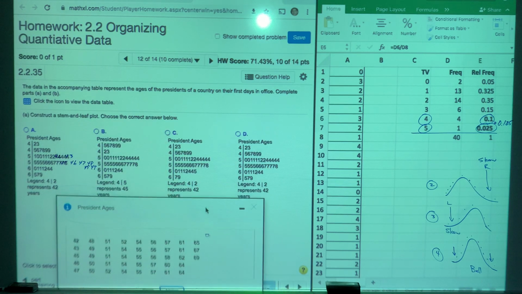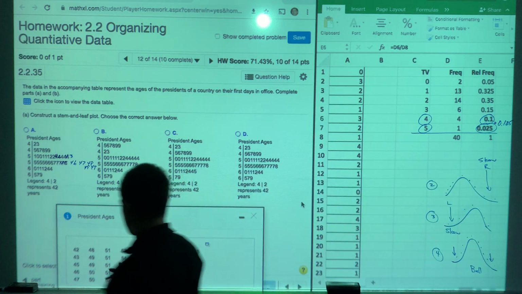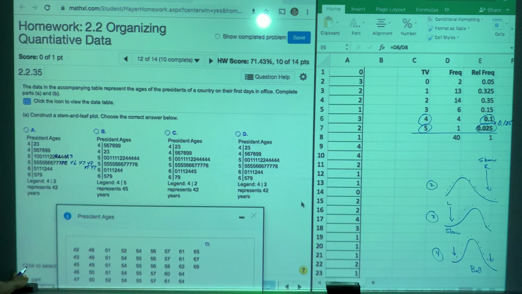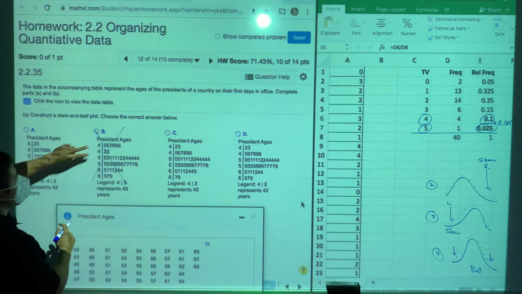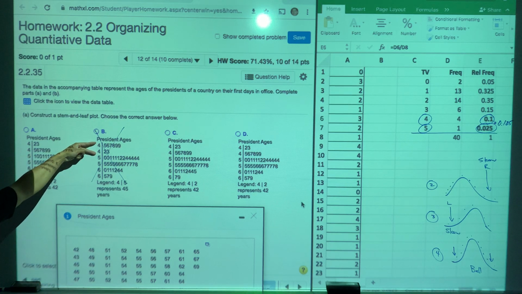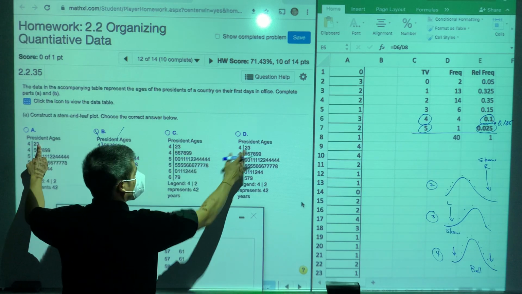So if I come back over here, what I can do is take a look at my data set here. Okay, well, which one eliminates it? Well, 42, 43. Do I have a 42? Yes. Do I have a 43? Yes. This one's out. Why? Because it puts them out of order. It should go least to greatest. This one's out. 42, 43, good, good, good.